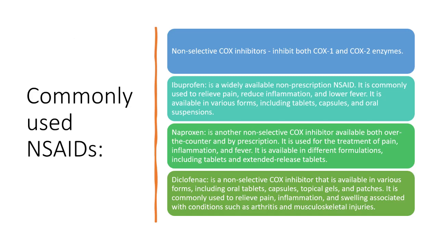In this slide, we will explore some of the most commonly used NSAIDs. These medications are effective in relieving pain, reducing inflammation, and lowering fever. We will focus on non-selective COX inhibitors, which inhibit both COX-1 and COX-2 enzymes. While this provides broad anti-inflammatory effects, it also means these medications can have gastrointestinal side effects due to the inhibition of COX-1, which helps protect the stomach lining. Ibuprofen is a widely available non-prescription NSAID.